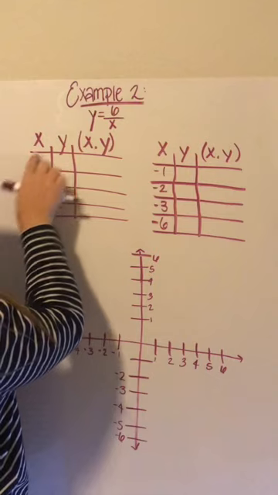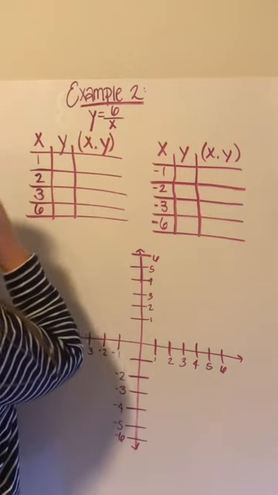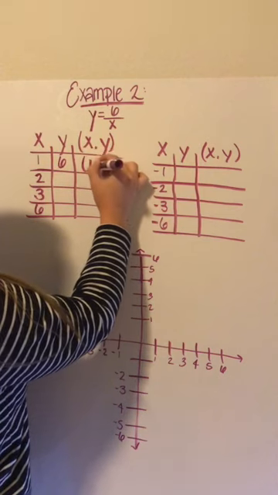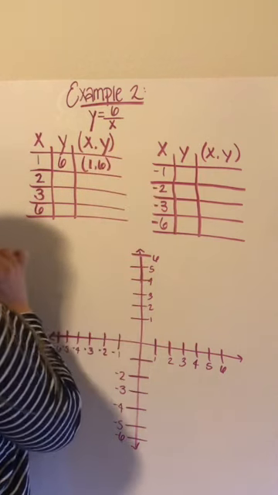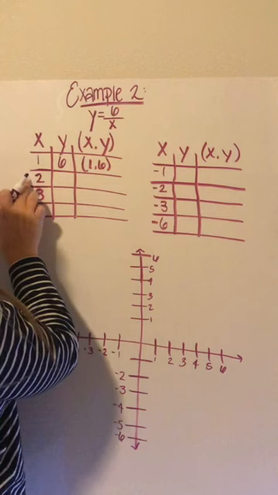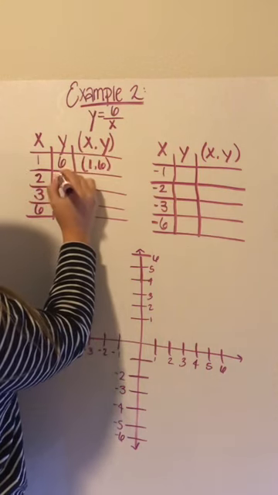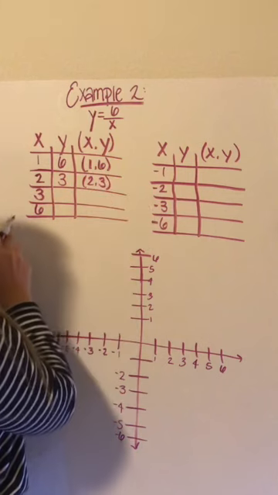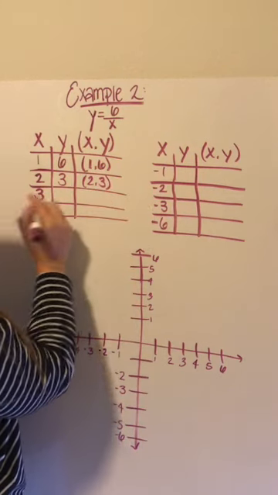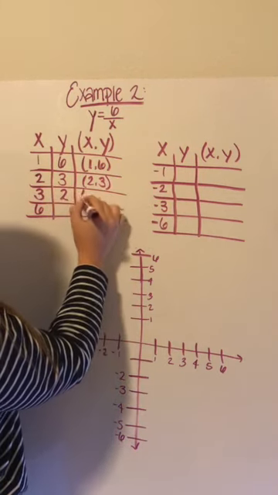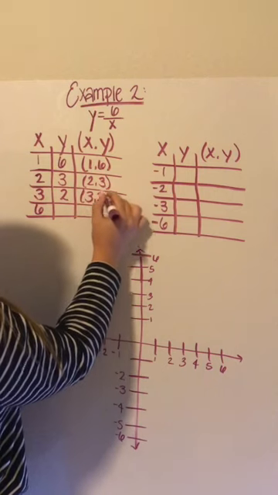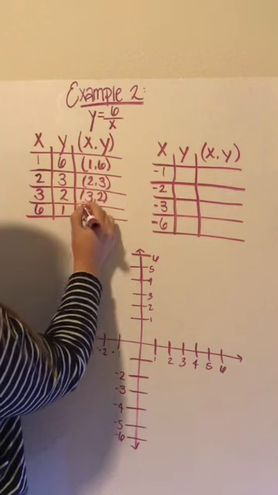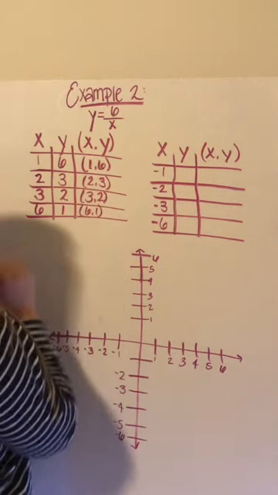So we'll plug 1 into x here. We get 6 divided by 1 is 6. So we get coordinates of 1, 6. Same thing for 2. 6 divided by 2, we get 3. So 2, 3. For 3, 6 divided by 3 is 2. So 3, 2. And then 6 divided by 6 is 1, so we get 6, 1.